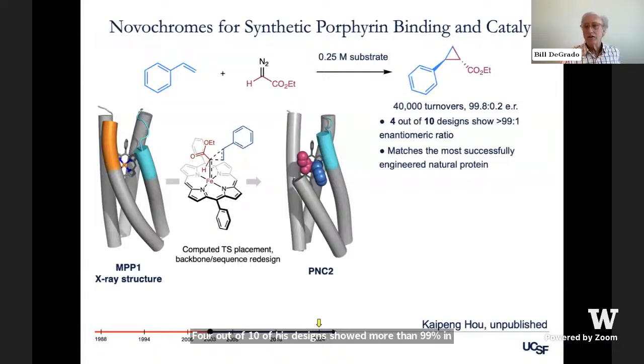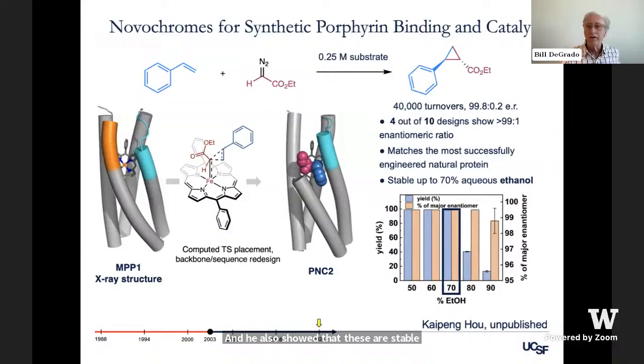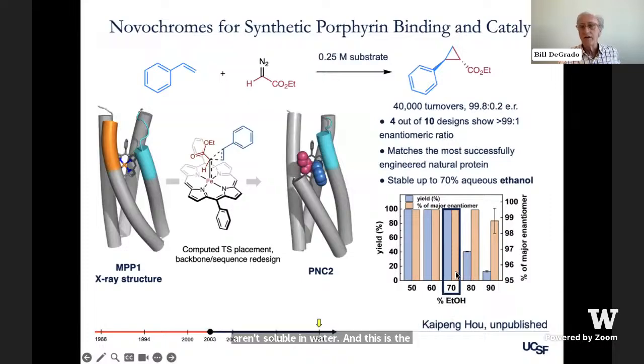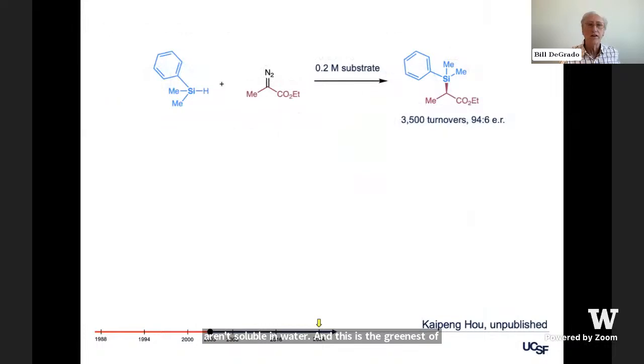This matches the most successfully engineered natural proteins. And he also showed that these are stable in ethanol. This is really important because a lot of your substrates aren't soluble in water, and this is the greenest of solvents. And so we can see we have still full activity at 70% ethanol.